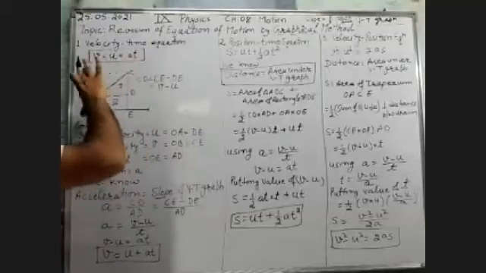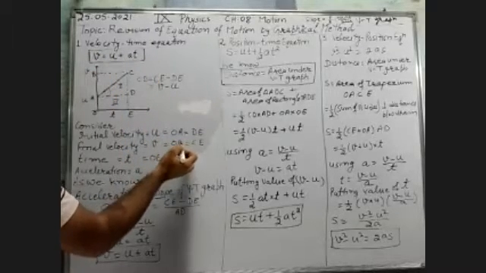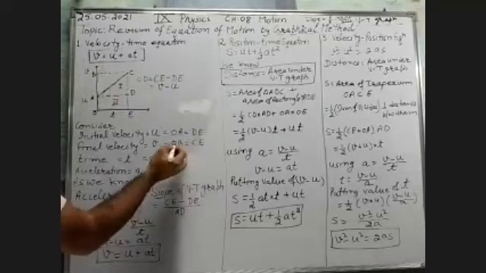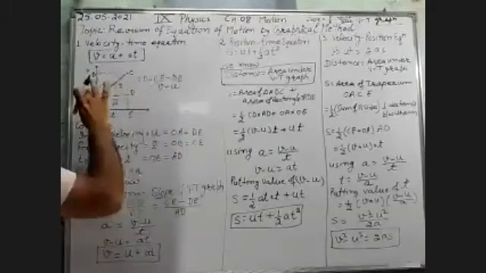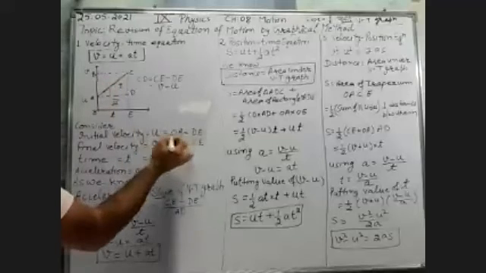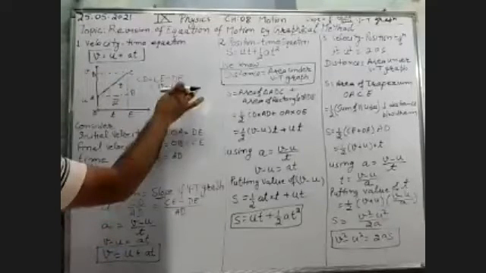So CE is equal to OB, and this is equal to V. So V minus U, so we will use CD as V minus U. What is AD? AD is opposite to OE. And what is OE? OE is T. So put all these values here.